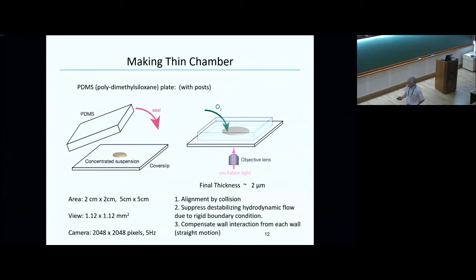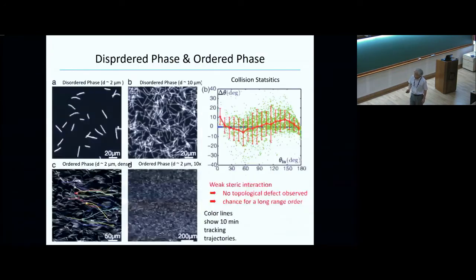And we use PDMS and push this PDMS very strongly. Then finally the gap between the PDMS and glass plate becomes on the order of 2 micrometers, and so we observe a large area. Okay. And this is a photo of the fluorescent bacteria. At low density, of course, there is no ordered state. And as we increase the density, we start to see something interesting. However, if the gap between the PDMS and the glass plate is large, the interaction is weak, so we still observe a disordered state.